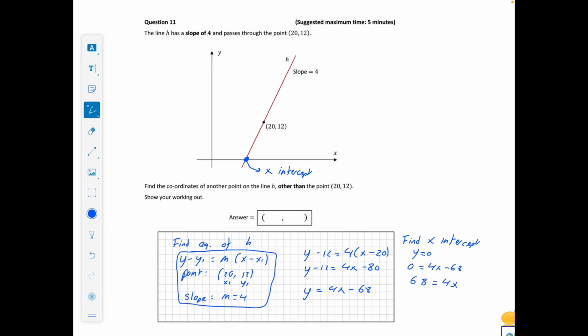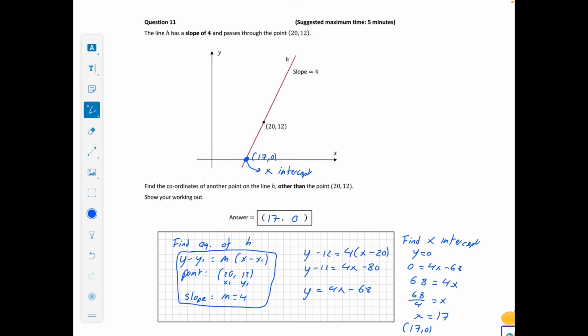So it'll be 68 is equal to 4x. You need to get rid of that 4, so we're going to divide both sides by 4. 68 divided by 4 is 17. So my x-intercept is the point (17, 0). Okay, so that point there should be (17, 0). So that's my answer.